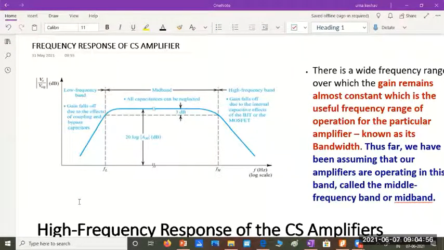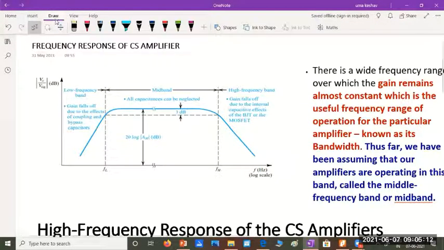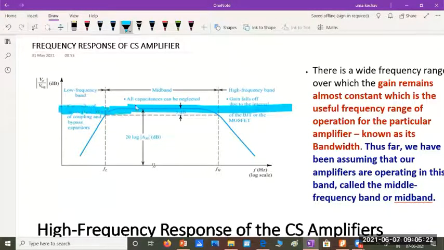Just before our internals, in the last class, we were discussing the frequency response of a common source amplifier. And we said, in general, we need all amplifiers to exhibit what? The ideal frequency response of all amplifiers would be a straight line like this. That means with change in frequency, we don't want the gain to vary. That is the ideal response expected in all amplifiers.